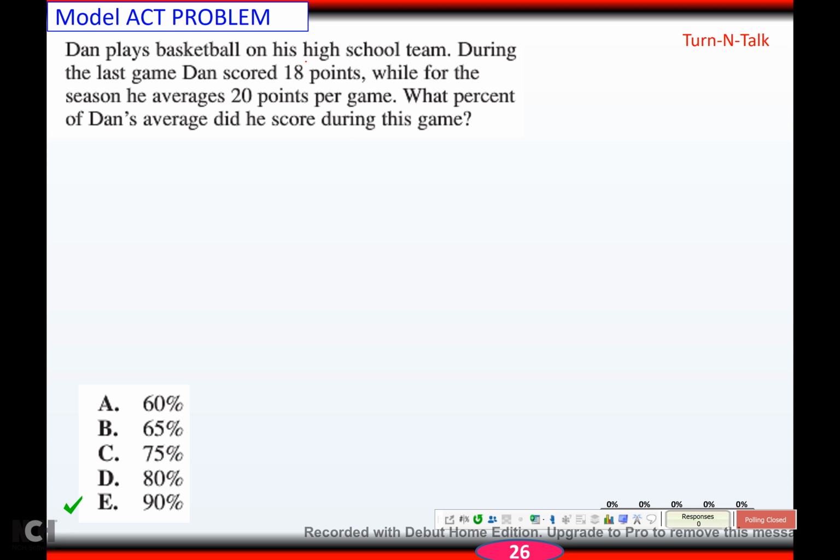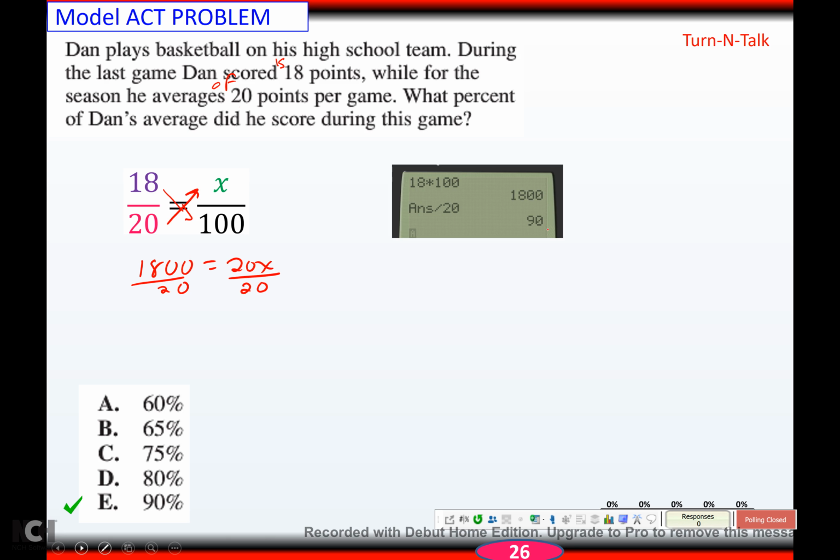Well, he scored 18 points, and he averages 20, so he has 18 of his average 20. So your is 18, your of is 20, and you're looking for percent. That's going to be 18 times 100 is 1800 equals 20 times x, which is 20x. Divide by 20, divide by 20, and you get 90%.